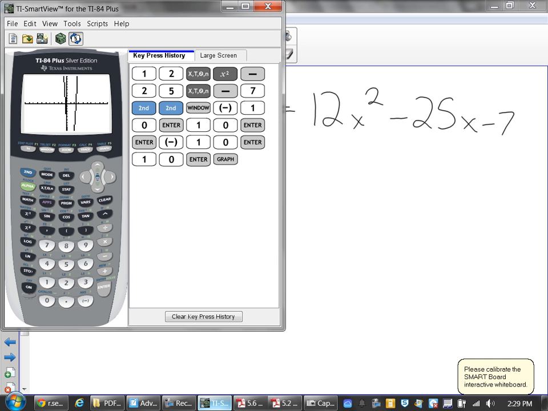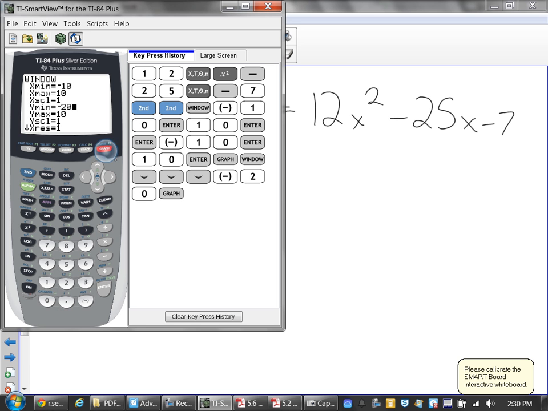So in this case here, what are you going to change to try and visualize it better? The y maximum or y minimum? Minimum. So you can tell right off the bat, it's probably not too much further away. So if you go to your window, change your y minimum to maybe negative 20. Whether it's negative 20 or negative 50, it should still work.